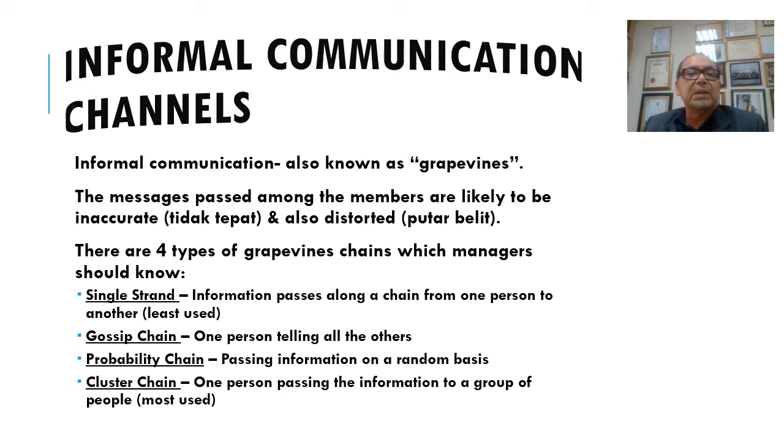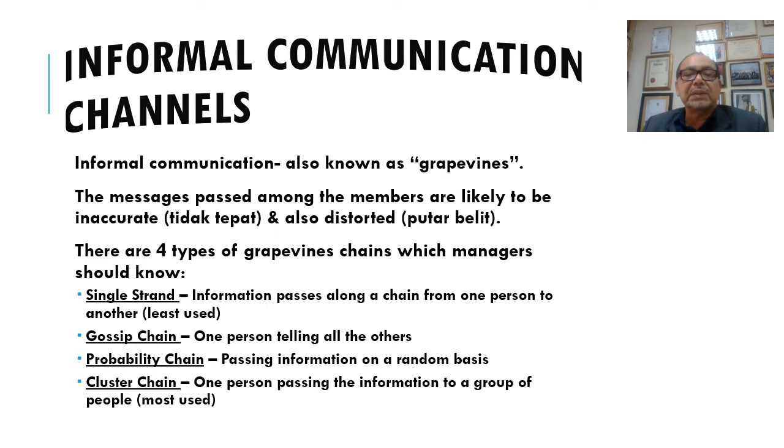First, the single strand: information passed along the chain from one person to another, bisik-bisik as we say. Gossip chain: one person comes to a coffee table and starts to talk gossip about other people to everybody at the table. That one is called the gossip chain. Probability chain: passing information as random messages. They pass it not to one person, but sometimes to this person, sometimes to that person. So they call it the probability chain.